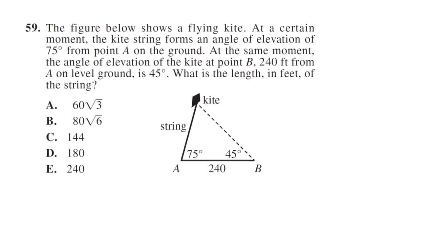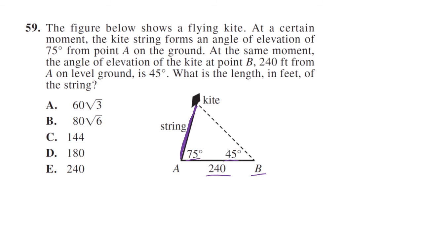Okay, there are 2 ways to approach this problem. I'm going to show you the math way, at least one of the math ways, and a kind of technique you can use. So the figure below, the kite forms an angle of elevation of 75 degrees. It's 240 degrees from this point. That's 45 degrees. So we know 2 angles and one side. Everything there just tells you that. And we want to know what is the length of the string, here to here.